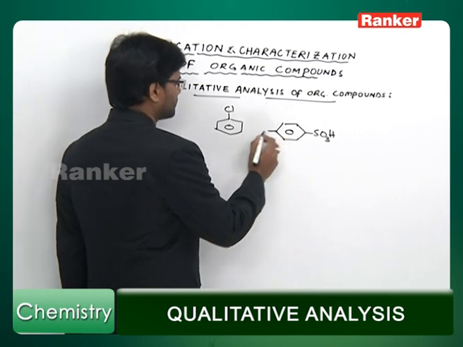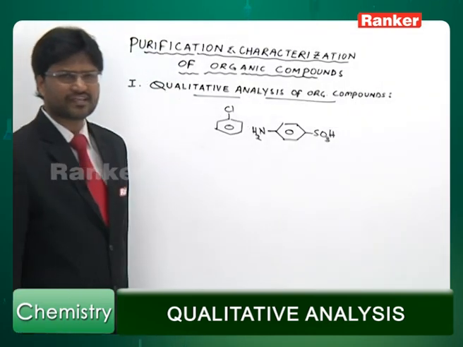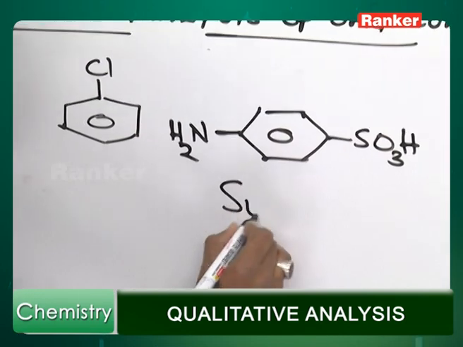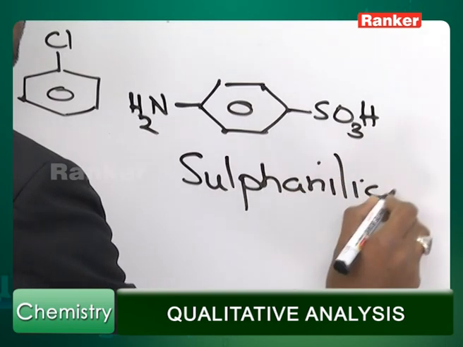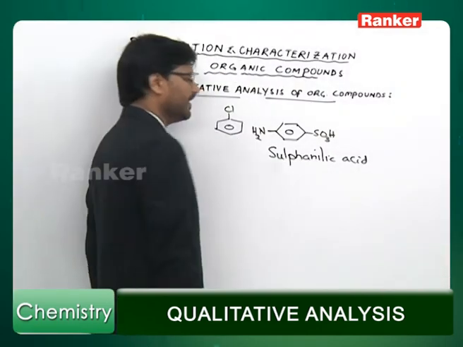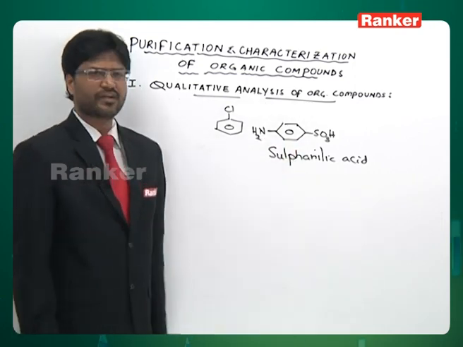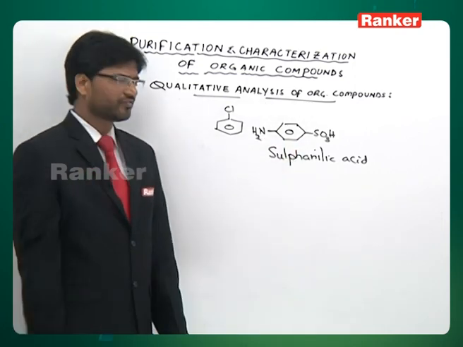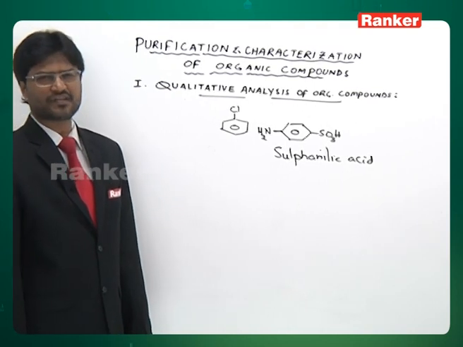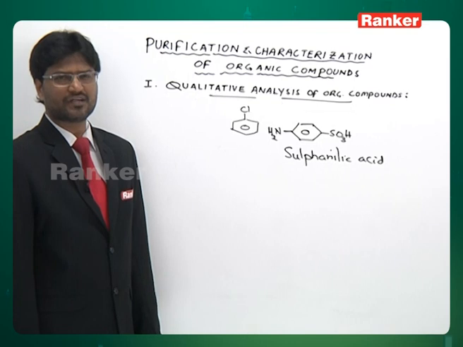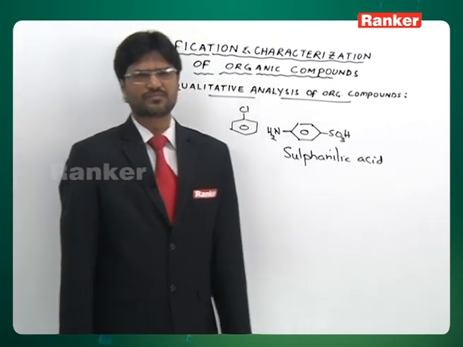Now, look at this substance. This is called sulfanilic acid. Sulfanilic acid will give test for both sulfur and nitrogen. If you take a limited amount of sodium in the fusion, then it is supposed to give blood red color. The extract is supposed to give blood red color with ferric salt. That is because of formation of a complex species.